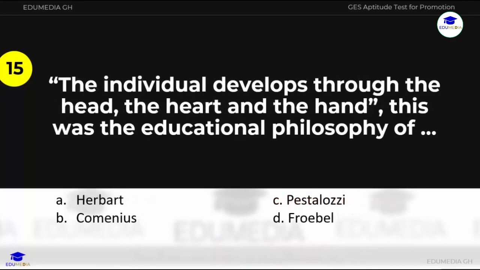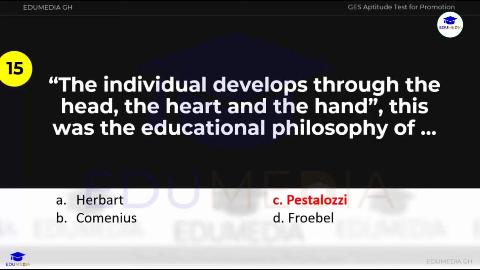Question number 15. The individual develops through the head, the heart, and the hand. This was the educational philosophy of A. Herbert, B. Comenius, C. Pestalozzi, and D. Froebel. The correct answer here is C.